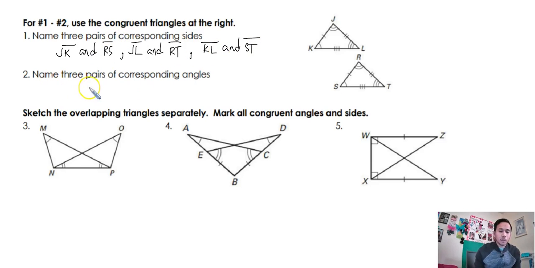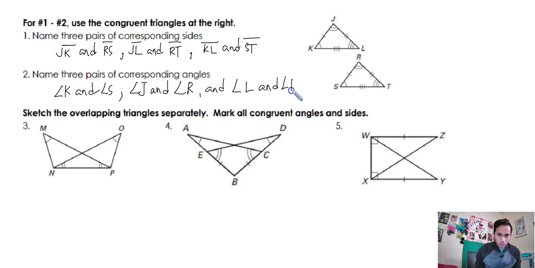Okay, name the 3 pairs of corresponding angles. So we have angle K and angle S are corresponding. Another one is angle J corresponds to angle R, and we also have angle L and angle T. Okay, next, we have to sketch the overlapping triangles separately and mark all congruent angles and sides. So we just have to resketch this one.